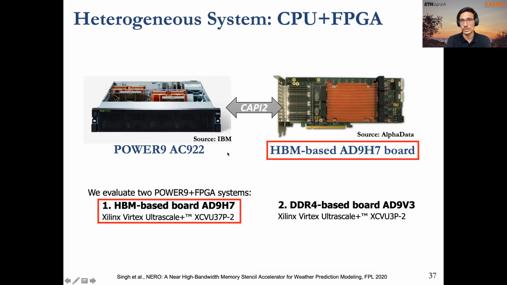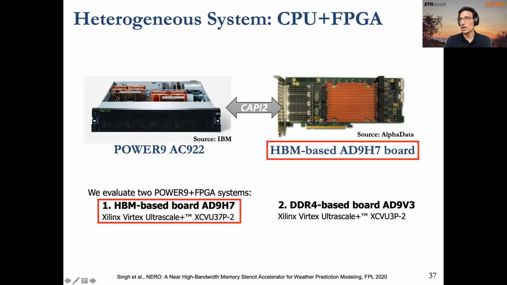where we used a heterogeneous system as well, but not with a GPU, but with an FPGA. Here you have a picture of it, of the CPU, in this case, an IBM Power 9 CPU connected through CAPI2, which is a coherent memory bus, to an FPGA, either with HBM memory or with DDR4 memory. We use two different FPGAs in this work. The CAPI2 is a coherent bus that allows the CPU and the FPGA to easily exchange data in a coherent manner.